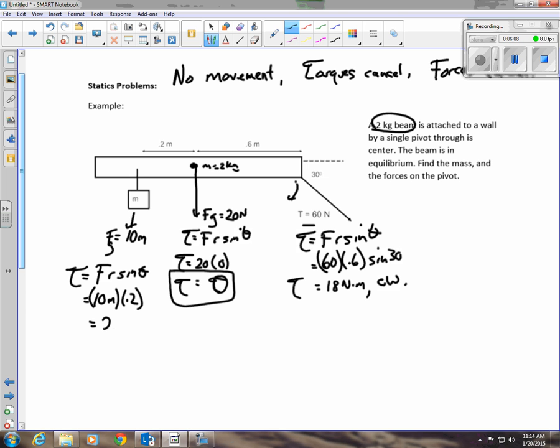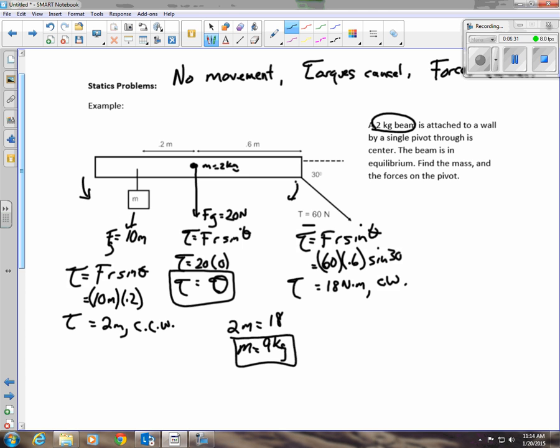So that's going to give me 2M for the torque on that side. And that's going to be counterclockwise because it's trying to pull down on this side. So counterclockwise. Now, since I know it's not rotating, I can set the two torques equal to each other. So 2M equals 18, M equals 9 kilograms.